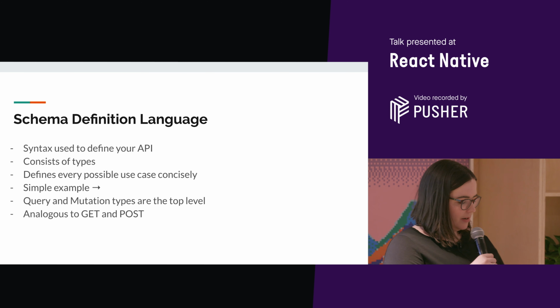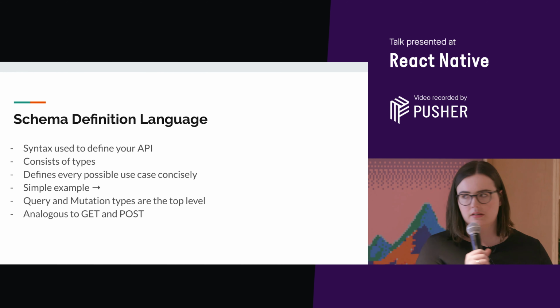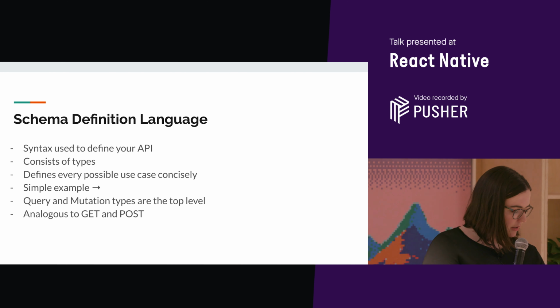So yeah, the top level types are the query type and the mutation type, and these are analogous to GET and POST in a REST API.